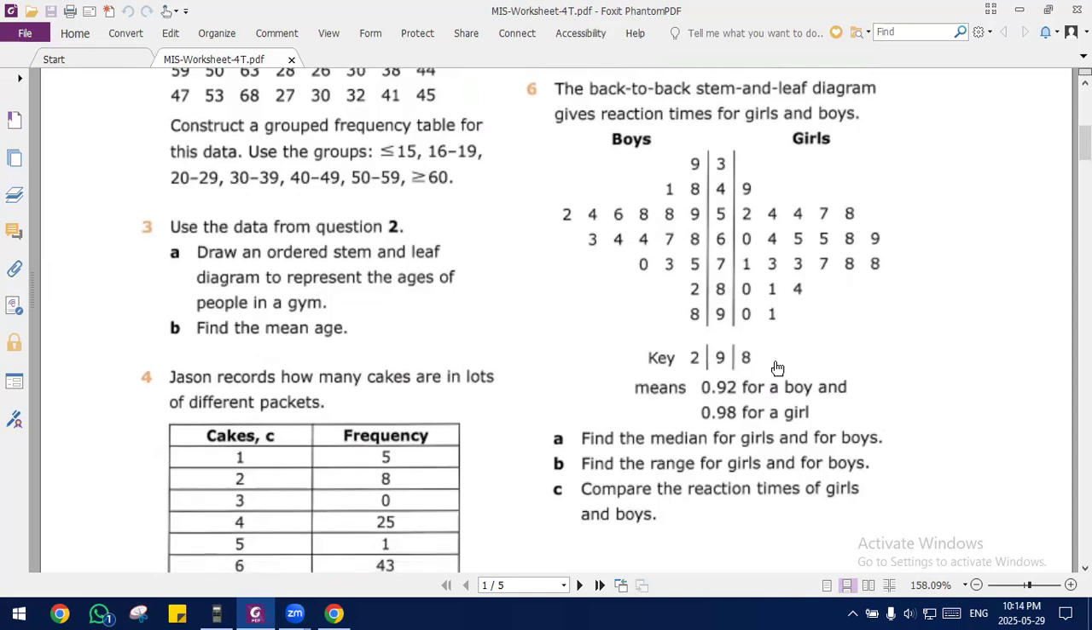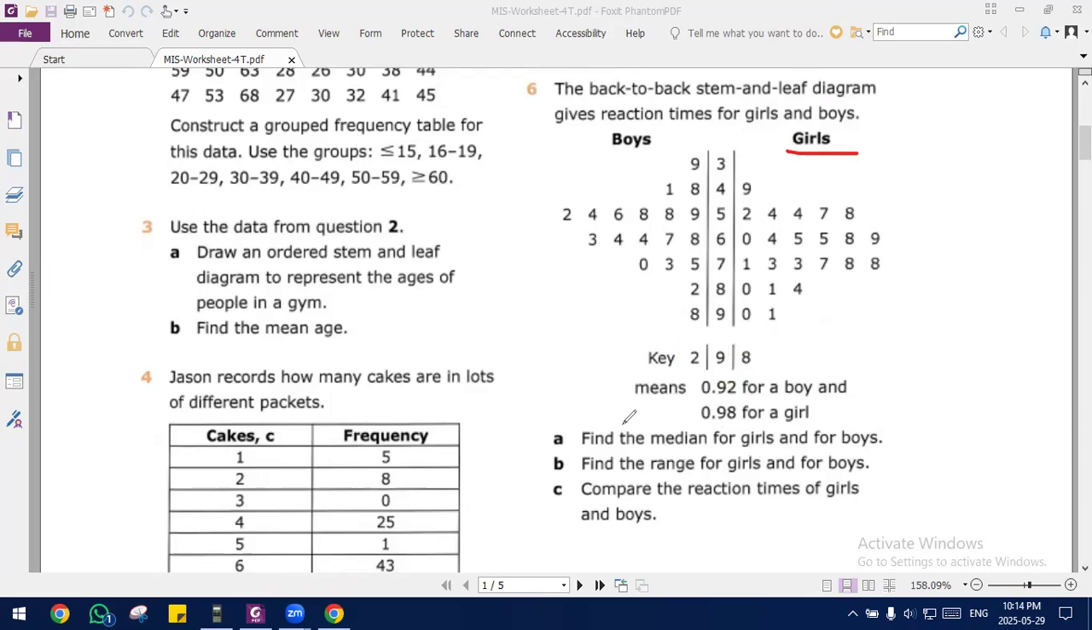2, 9, 8. Let me first take this part. 9, 8. What does that mean? It means 0.98. Now, what about 9, 2? Means 0.92. So we read first the stem and then the leaves. Okay, now for girls, let me do it in red.